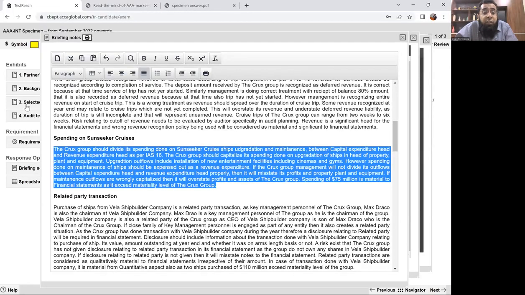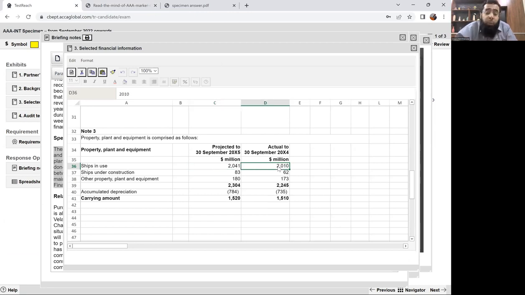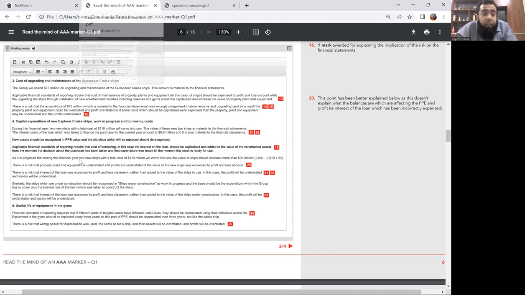Because if you look at the financial statement, the ships in use have increased from 2010 to 2041. Now he's arguing that since $110 million of new ships are installed and brought into use, the increase should be greater. Okay. And then there is a risk that property, plant, and equipment is understated and profits are understated if the value of new ships was expensed out to the P&L.